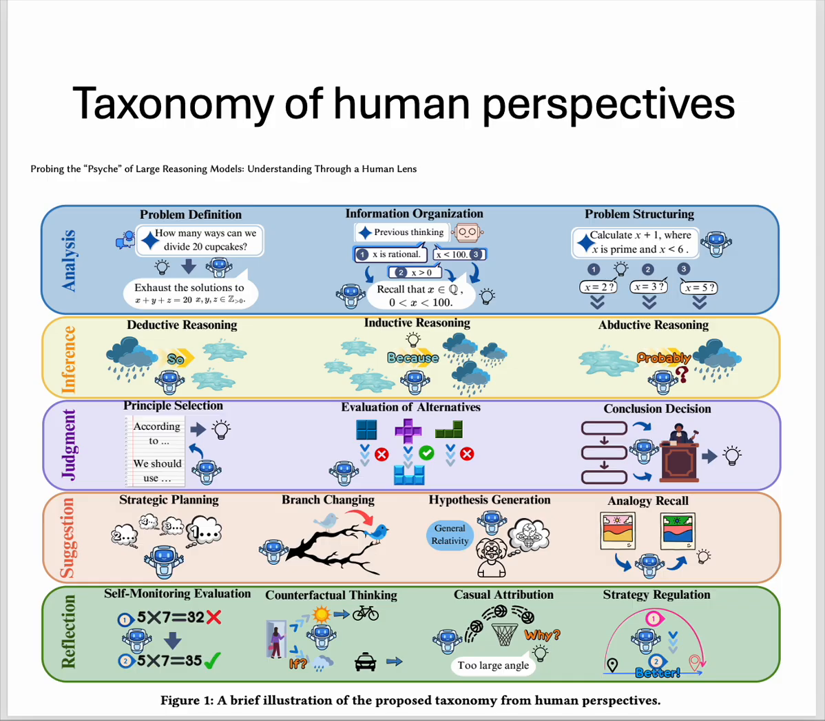Analysis, this is about breaking down the problem, which includes problem definition and problem structuring. Number 2, inference. This is the core reasoning part, featuring categories like deductive reasoning, inductive reasoning, and abductive reasoning. Number 3, judgment. This involves making evaluations such as principle selection and conclusion decision. Number 4, suggestion. This involves planning and shifting strategy, including strategic planning and branch changing. Number 5, reflection. This is the LRM's self-monitoring, which includes self-monitoring evaluation and counterfactual thinking, asking what if.